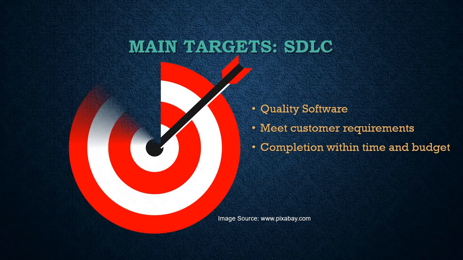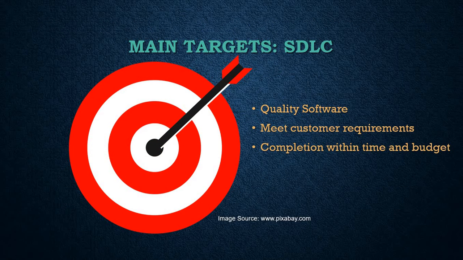Delivering a quality software to the end user is one of the main targets of the SDLC activity. Also, the software should offer the features and functions required by the customer. That is, a software is considered a quality product if it incorporates functional as well as non-functional requirements desired by the customer. In addition to this, the software product must be completed within or before the deadline and allocated budget.